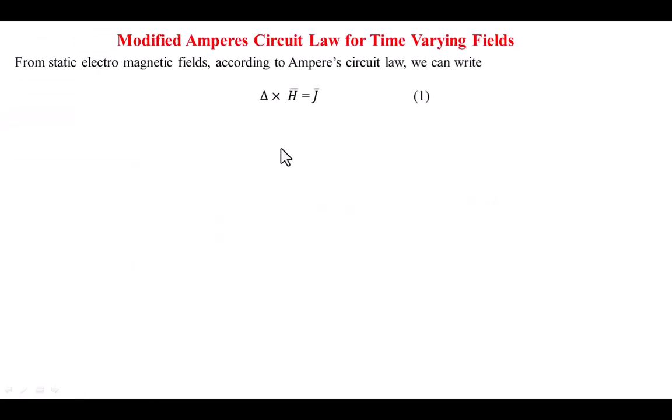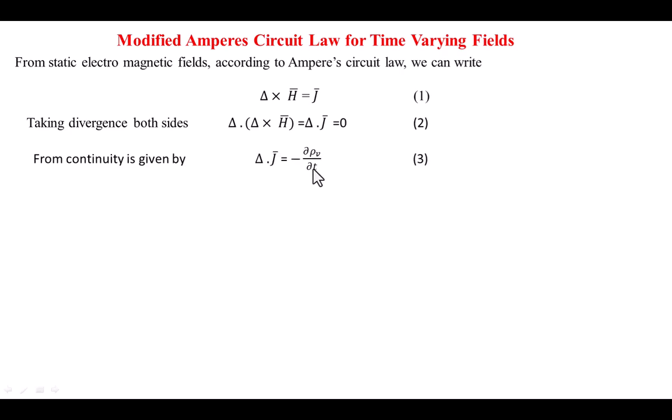In a static electromagnetic field, according to Ampere's law, curl of H bar equals J bar. Now take the divergence on both sides. Divergence of curl of H bar equals divergence of J bar. Divergence of curl of H bar becomes 0. From the continuity equation, divergence of J bar equals minus dou rho v by dou t.